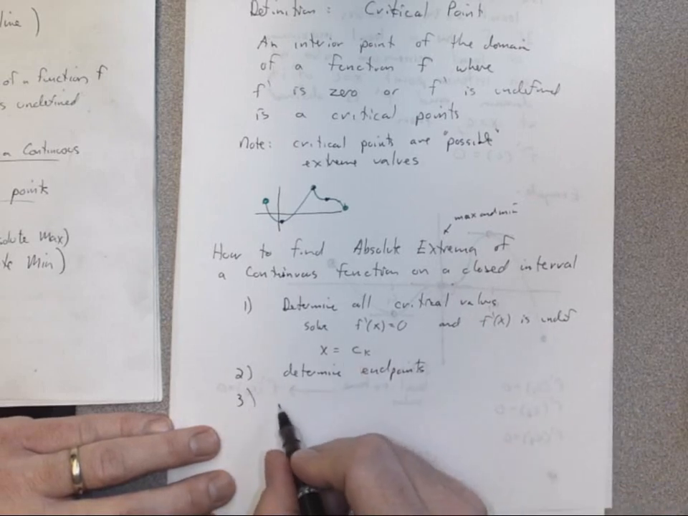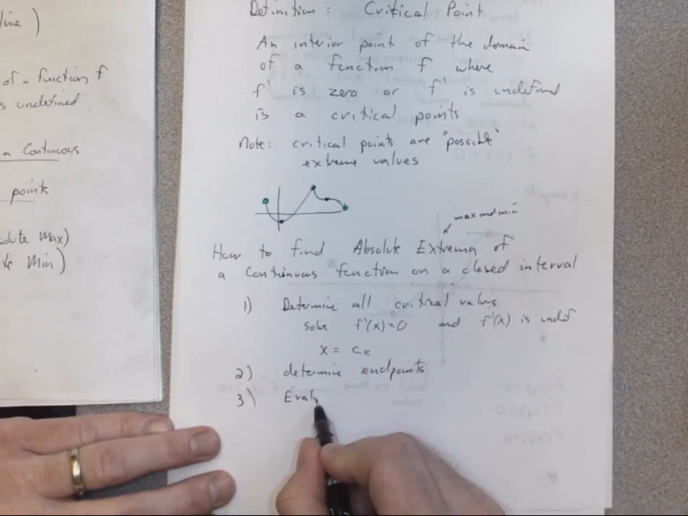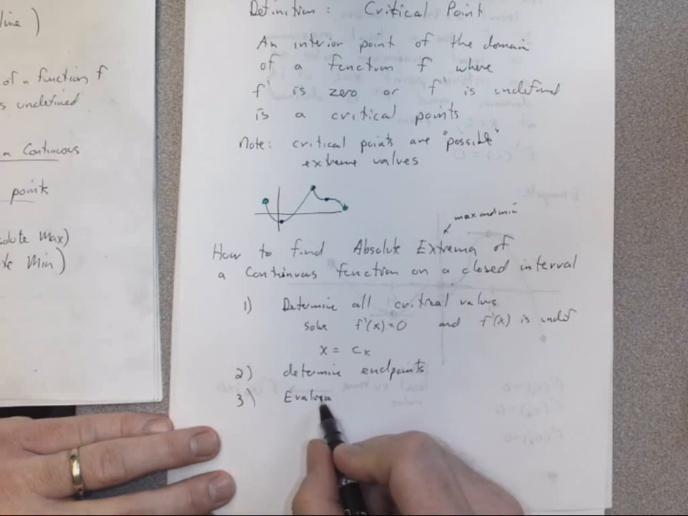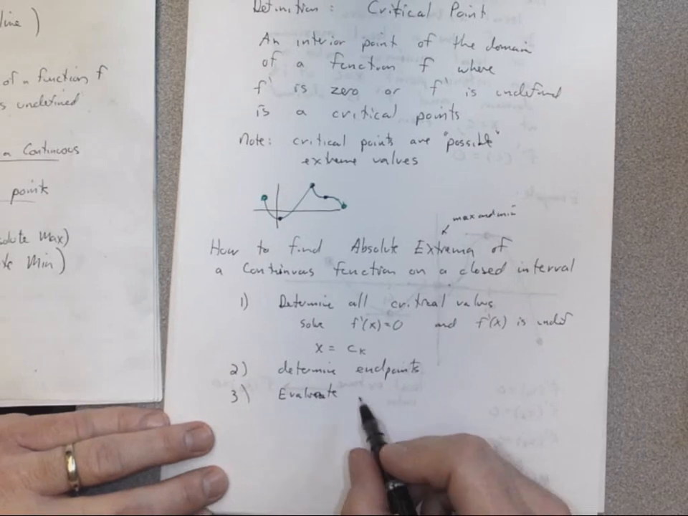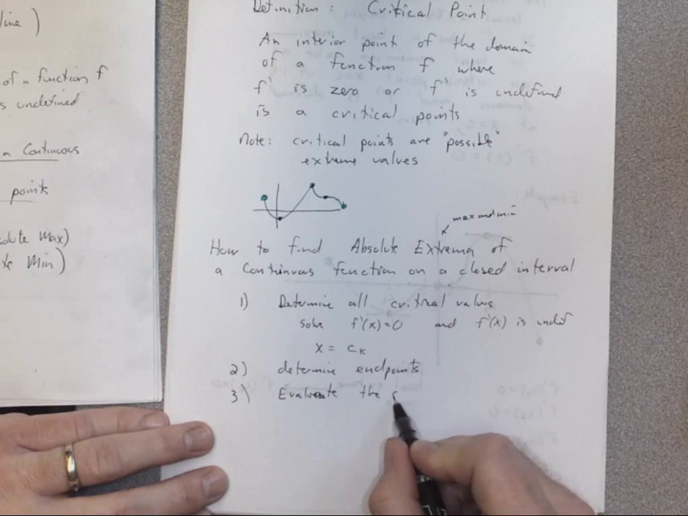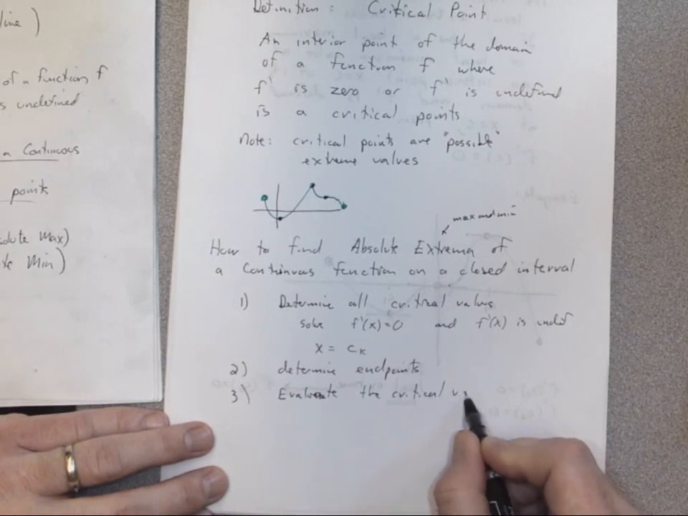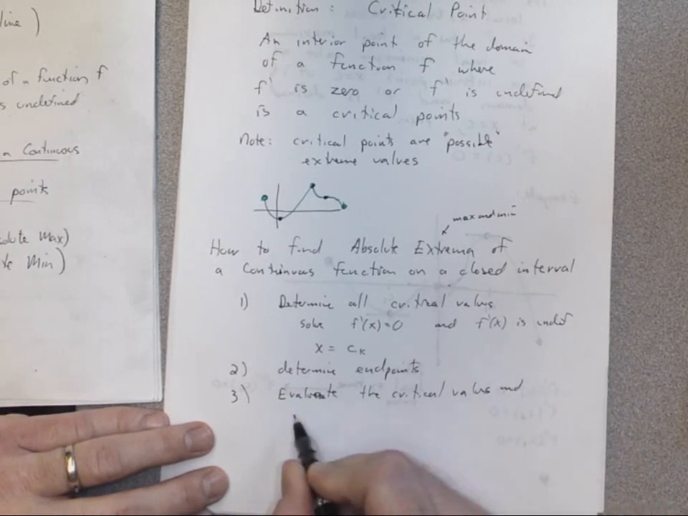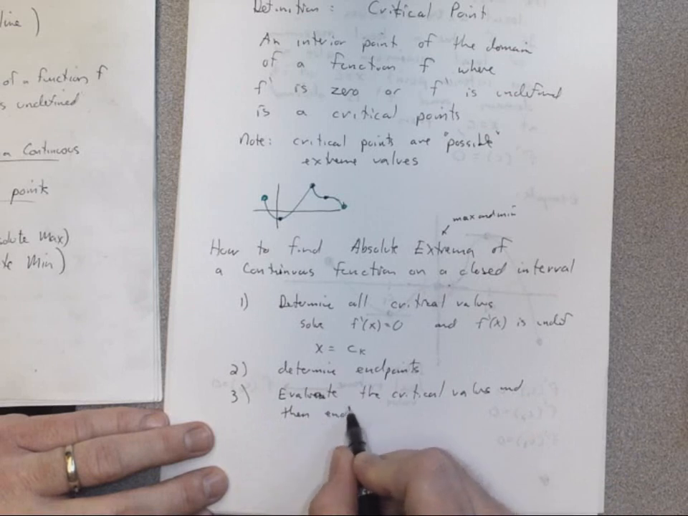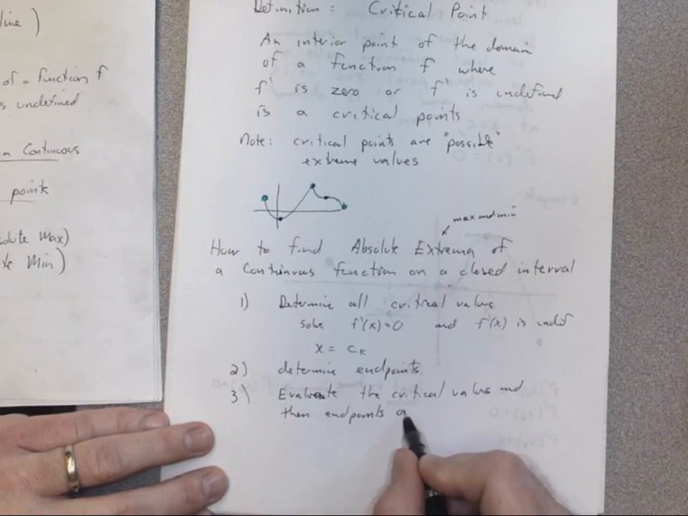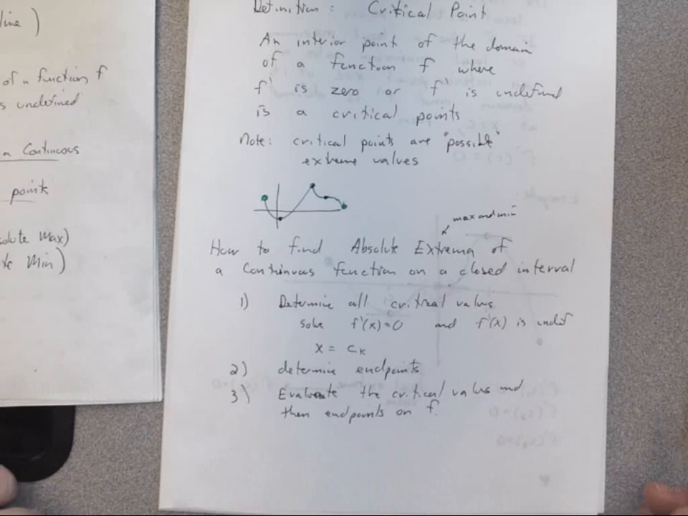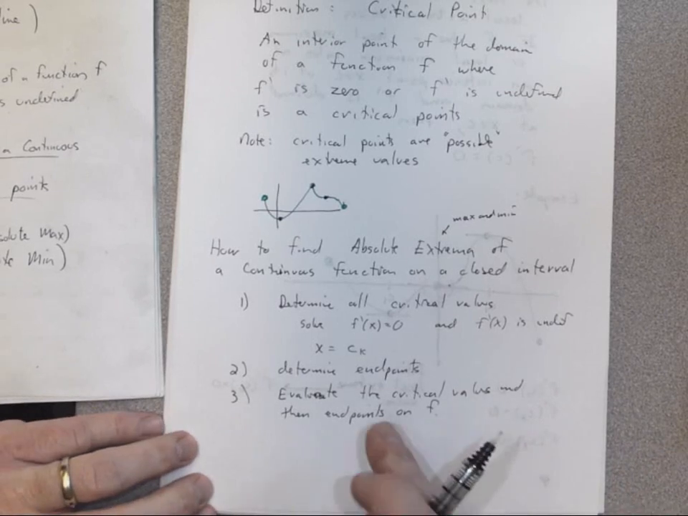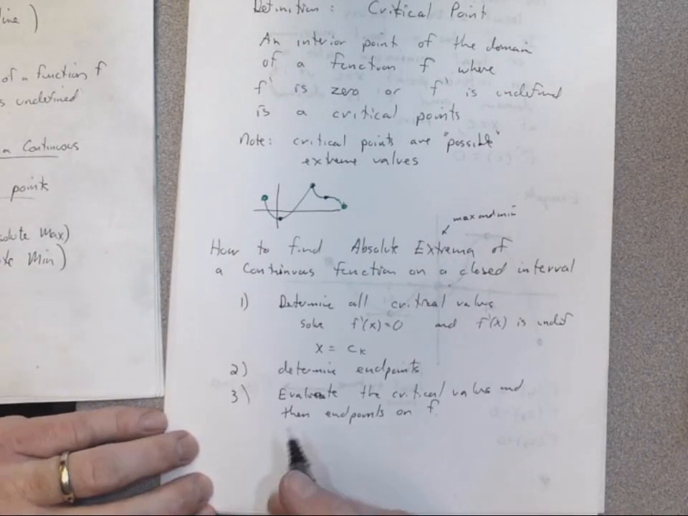Three, we're going to evaluate the critical values and the endpoints on f. So we're going to plug them into f. You're going to take all these values and all these values, and you're going to plug them into f.